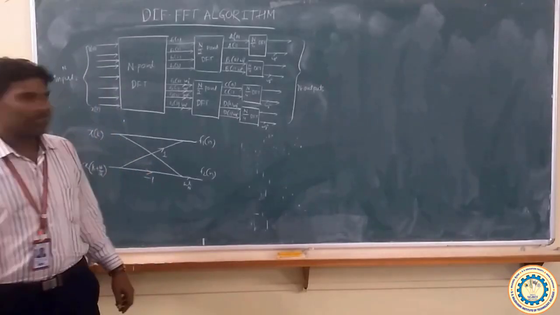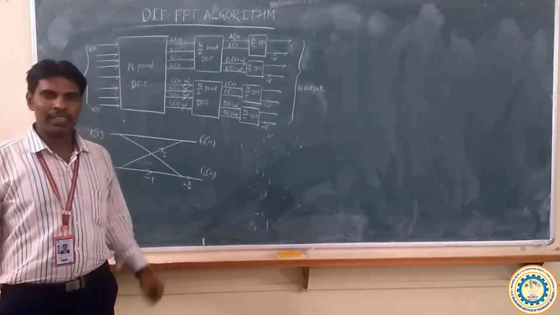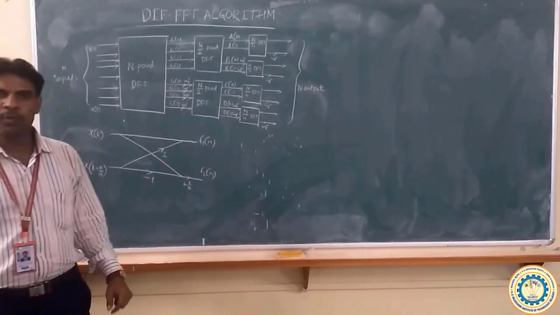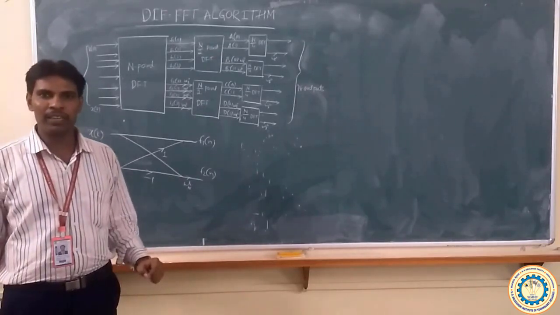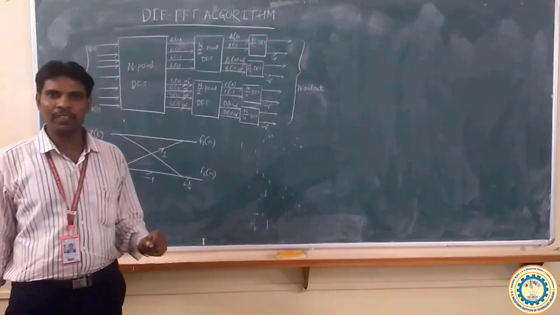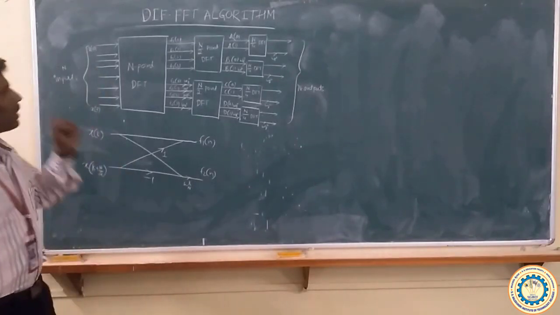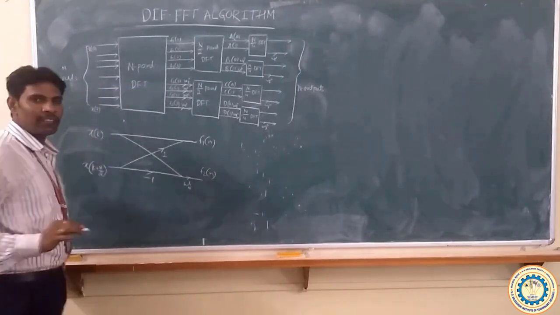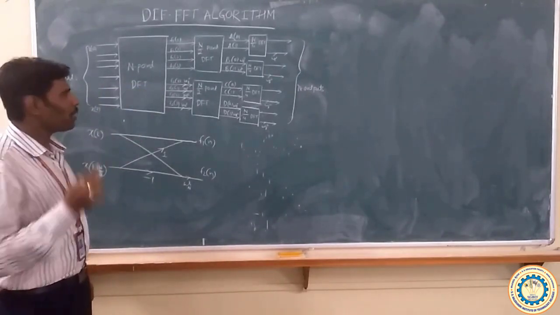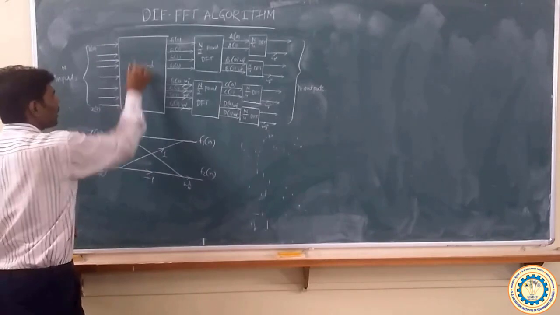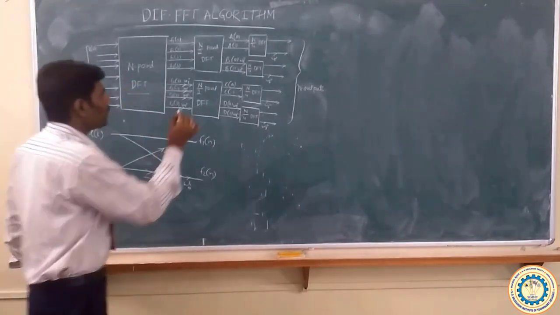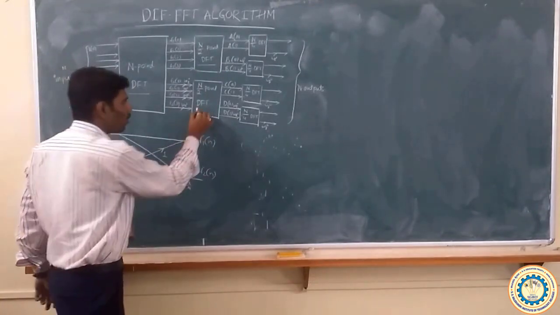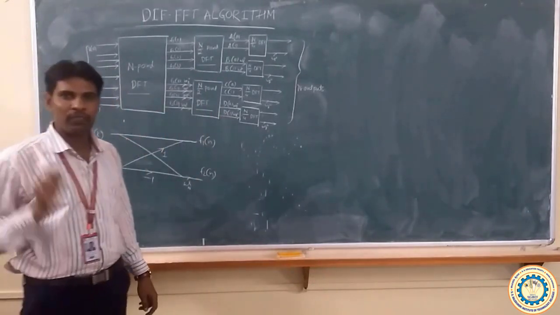Today let us discuss DIF-FFT algorithm, that is decimation in frequency fast Fourier transform algorithm. Suppose we are computing an N point DFT of any given sequence, say x of n. In DIF-FFT algorithm, the N point DFT will be decimated into two N by 2 point DFTs. This is my N point DFT, which will be decimated into one N by 2 point DFT and another N by 2 point DFT.